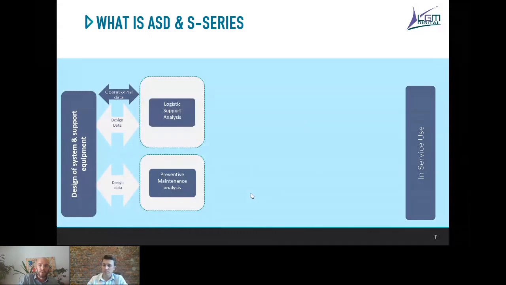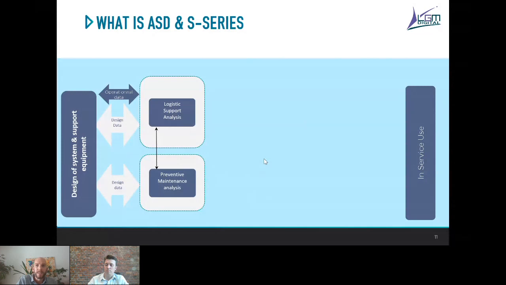In S3000L, for example, we have more than 20 types of studies that we can apply or not, as Gilles said before, because it's a specification. So doing all the 20 studies is not mandatory. So these two first steps are at the heart of the S series.